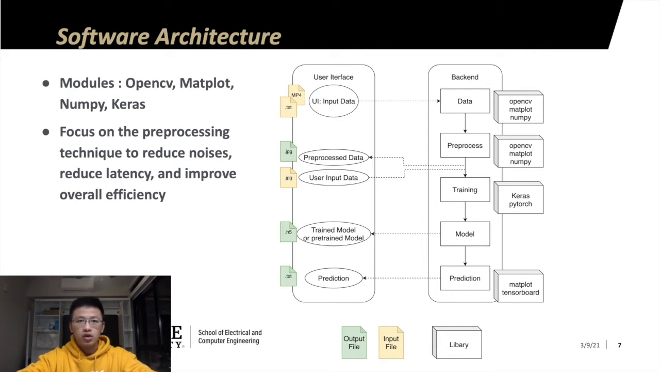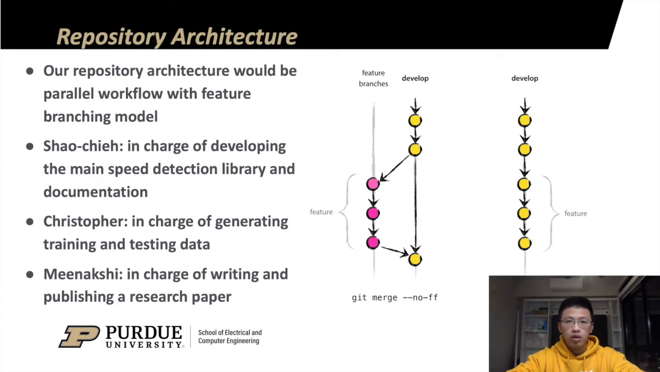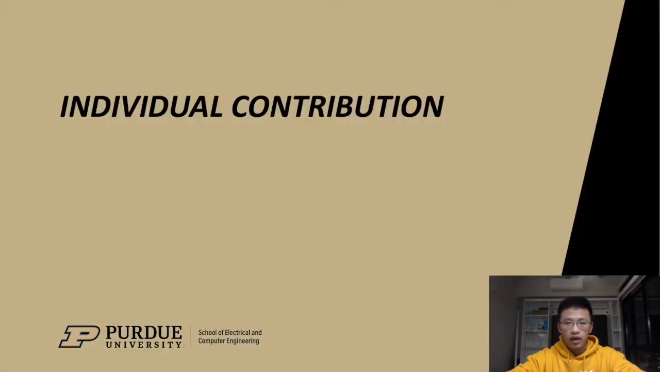As for our repository architecture, it will be a parallel workflow with a feature branching model. My job is to develop the main speed detection library, while Christopher is in charge of generating training and testing data. Later, he will push the data into the main branch of our repository as a new feature. As for Meenakshi, her job is to write a research paper about our findings, so her workflow will be parallel with Christopher's and mine. Now my teammates Christopher and Meenakshi are going to share about their work in this team.